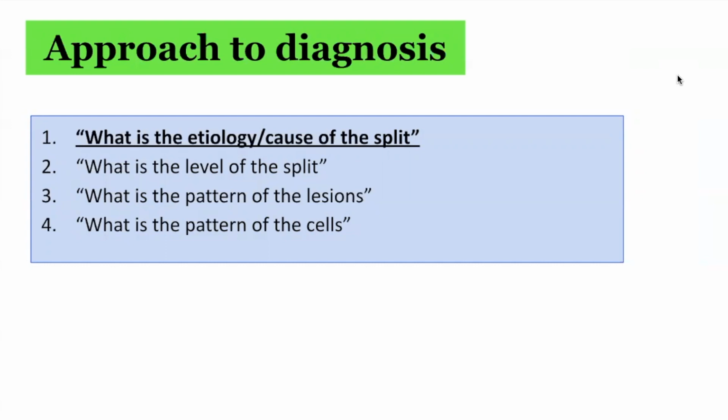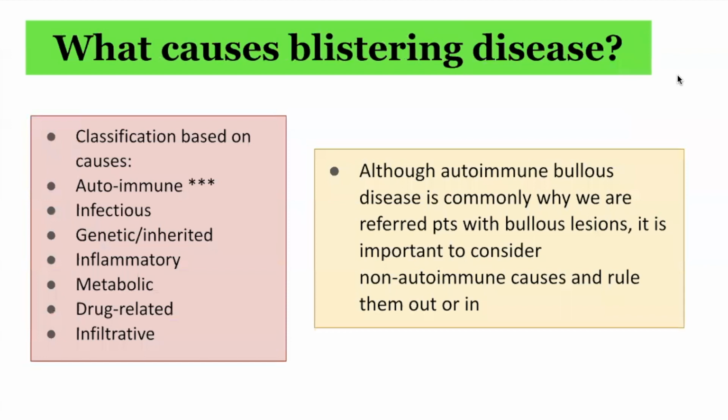If we're able to answer these 4 questions, we will have typically sufficient information to narrow down the diagnosis to 1 or 2 key differentials for a particular blistering disorder presentation. Let's go through how we use these 4 questions. First of all is, what is the underlying etiology and cause of the blistering disorder?